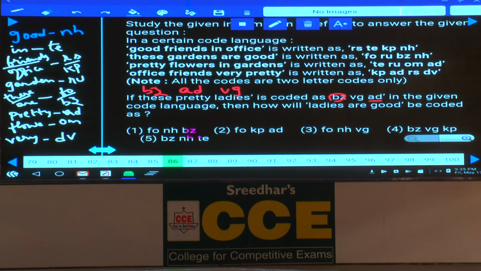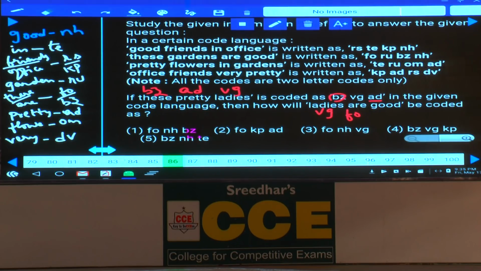Then how will ladies are good be coded? Ladies, the code to the word ladies is VG, and the code to the word are. If BZ is the code to the word these, hence are will be FO, and the code to the word good.